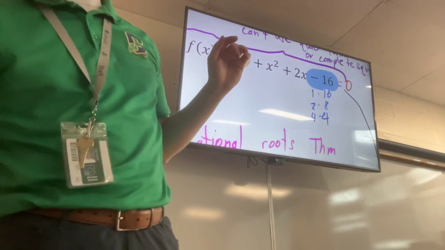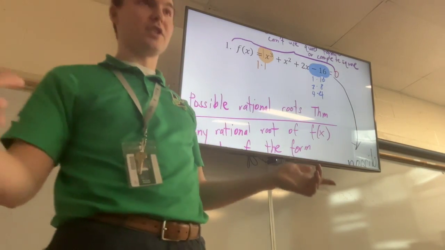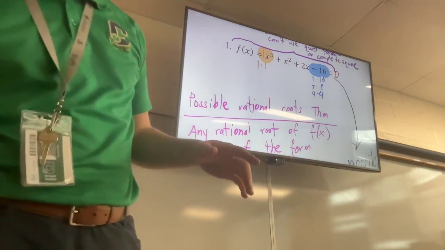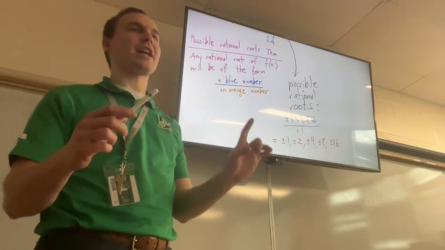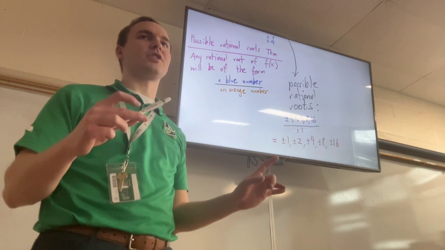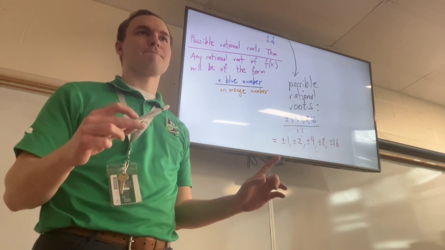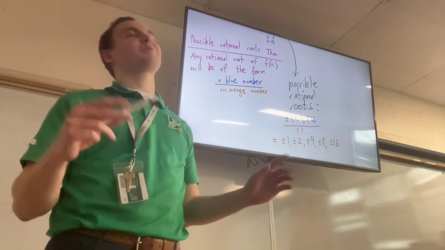So this theorem does not guarantee that your solutions will be rational, but if they are, it'll be one of these numbers. Okay. Let's talk about this. What's a rational number again? That's why I want to review it.